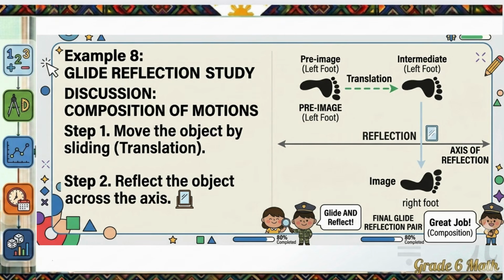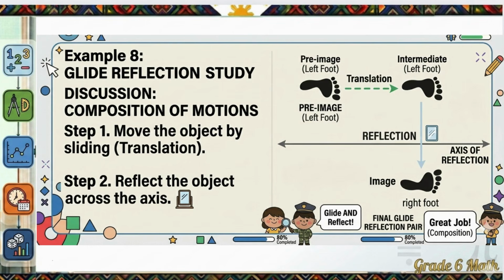The 2-step move. To do a glide reflection, you have to follow 2 specific steps in order. Step 1. The glide translation. Imagine your left foot is on the floor. First, you slide it forward along a straight line. This is the glide part. In our diagram, you can see the top left foot moving across the green dashed arrow. It hasn't changed shape yet, it just moved forward.